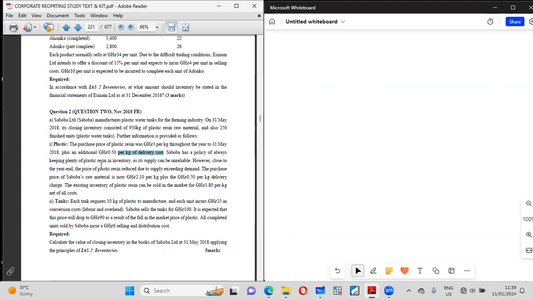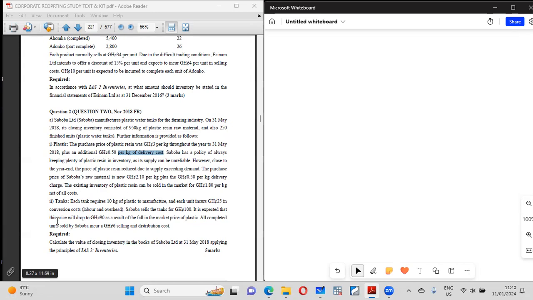Saboba has a policy of always keeping plenty of the plastic resin in inventory, as its supply has been what? Unreliable. However, close to the end of the year, the price of plastic resin reduced. So it reduced due to supply exceeding demand. The purchase price of Saboba's raw material is now 2.10 plus 0.50 per kg in delivery cost. The existing inventory of plastic can be sold at 1.80 net of all costs.